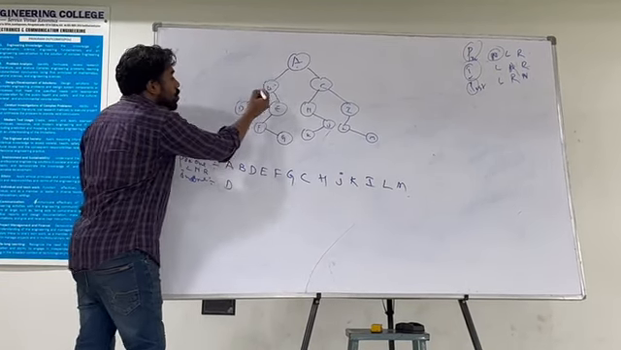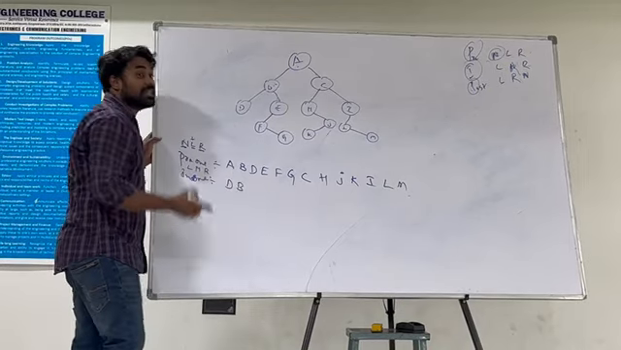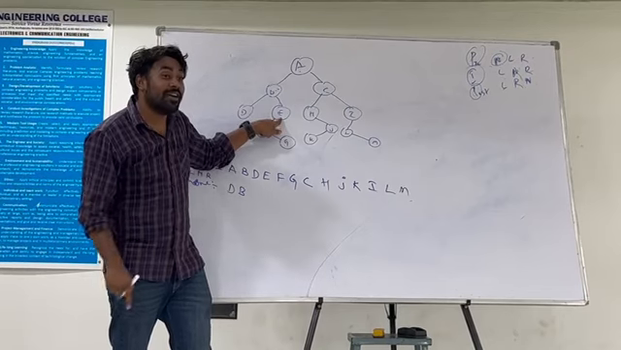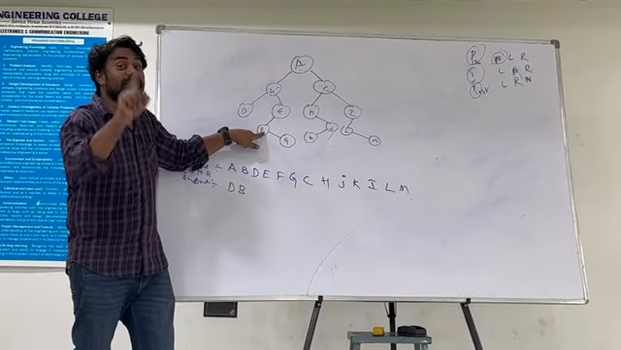Next period is for node. Who is the node now? D. You will write it. Next period is for right. We will come to the right. After coming here, first period is for left side. We will come to left now. After coming here, first period is for left.